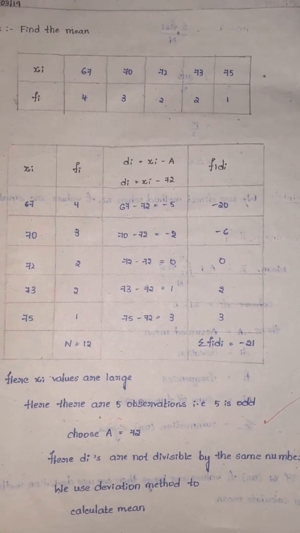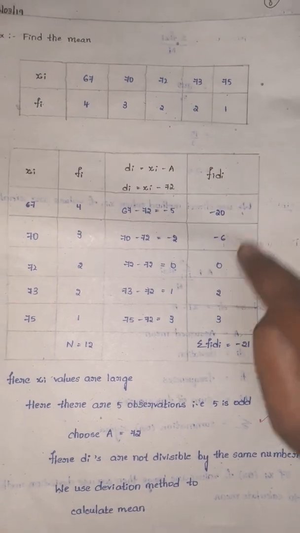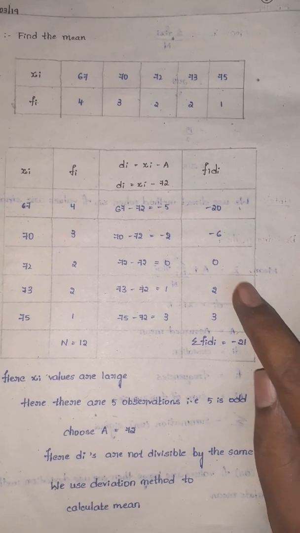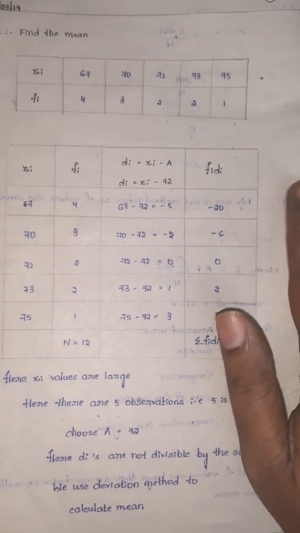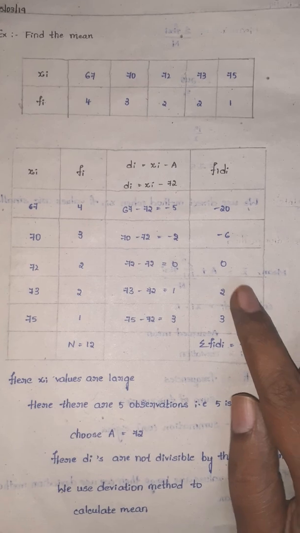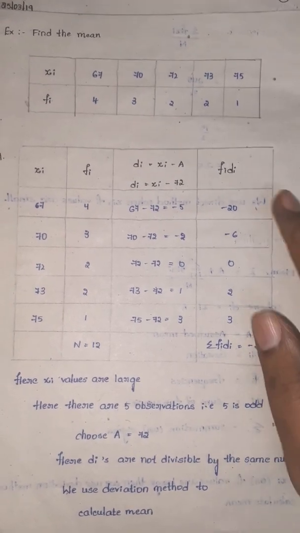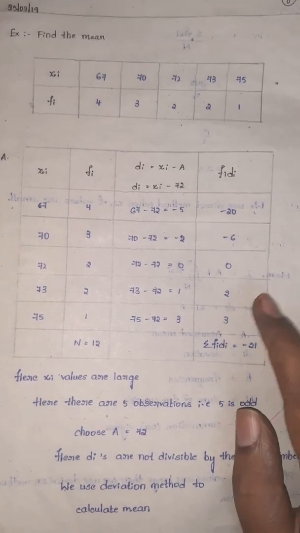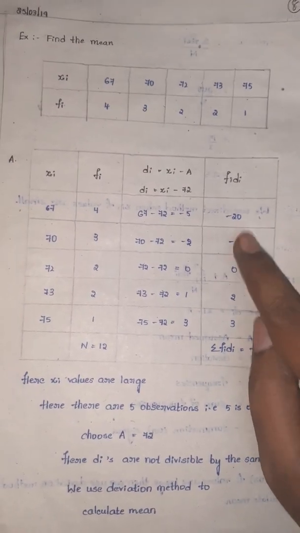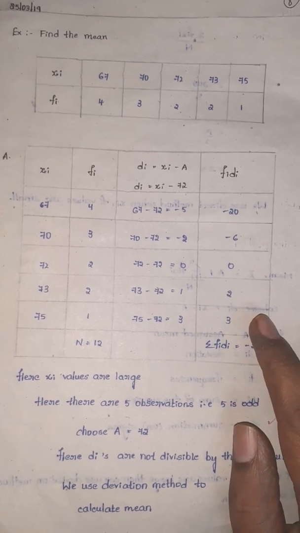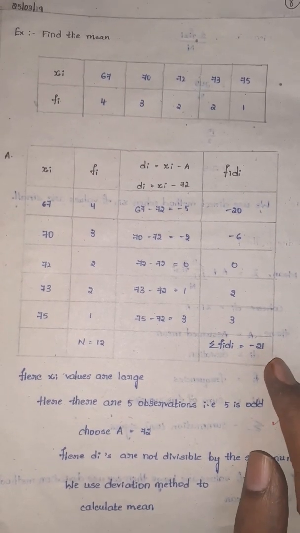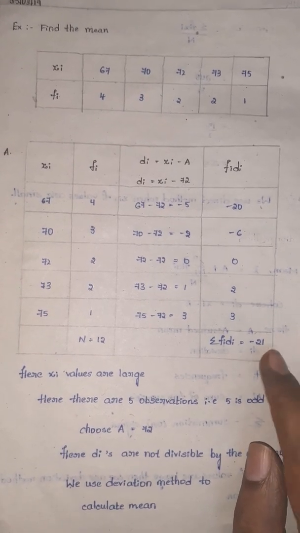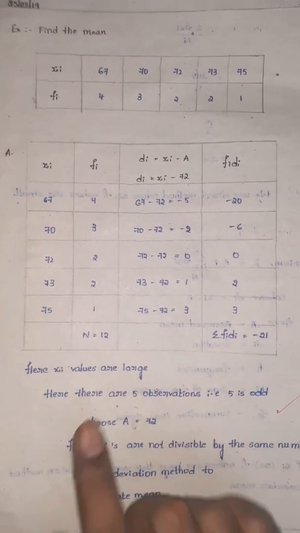So here, minus 20 minus 6 is minus 26. Add all the negative numbers first, afterwards add the positive numbers. 2 plus 3 is 5. So minus 26 plus 5: the bigger number has the negative symbol, so the answer is minus 21. So here the xi values are large.